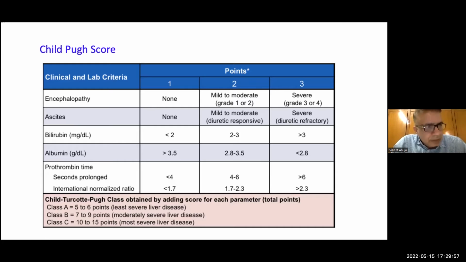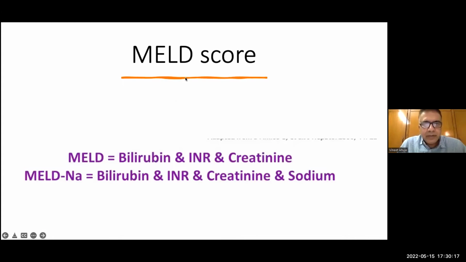Over, I would say, 3 to 4 decades, this score has stood the test of time. In other words, this remains a very easy bedside score by which you can decide whether the patient is going to do well or not. Patients in Child-Cook class C are going to have a very bad prognosis as compared to patients in Child class A. In Child class A, the patients do very well.